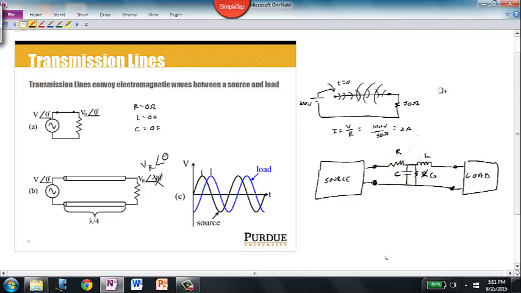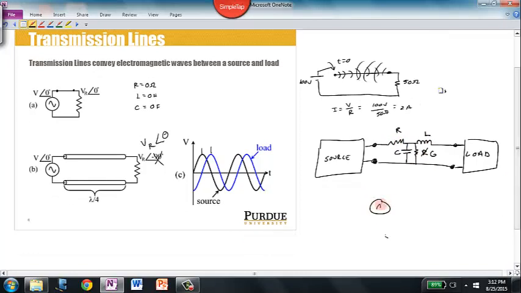Other times we will eliminate the resistance and the conductance, and we'll just look at the circuit as containing an inductance and a capacitance. So we get a load, and we've got just an inductor and a capacitor. This is called the lossless transmission line model. So this one is maybe sometimes better called lossy, and this is called lossless, where lossless is just a simplification of the lossy model.